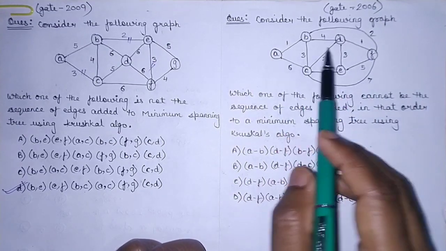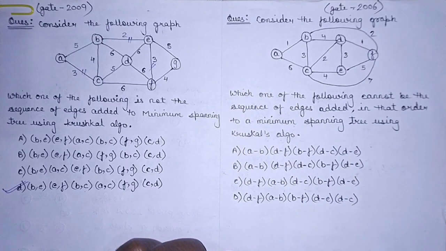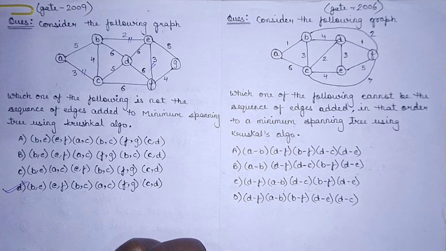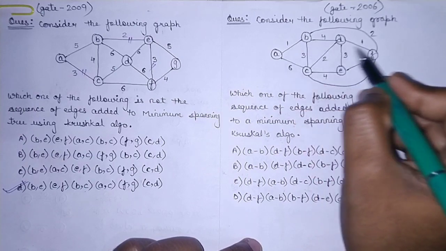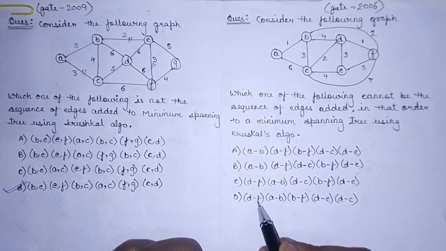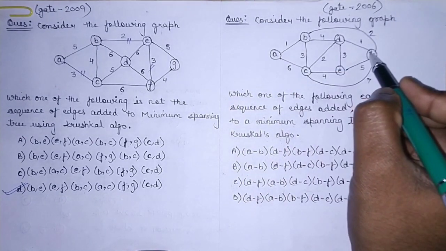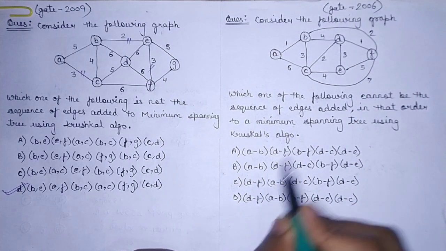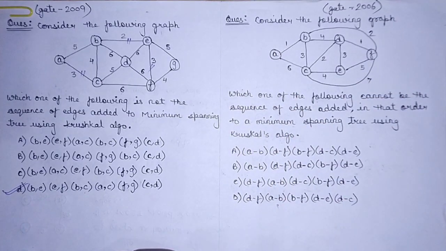Here is also the same thing. He has given one graph and it asks which sequence is not in the right order, that means which sequence is not possible. Here I have the minimum value 1, which is available at 2 places, that means AB and DF. If it is AB, then after AB it has to be DF, and if it is DF, then it has to be AB. So up to here all the options are correct.